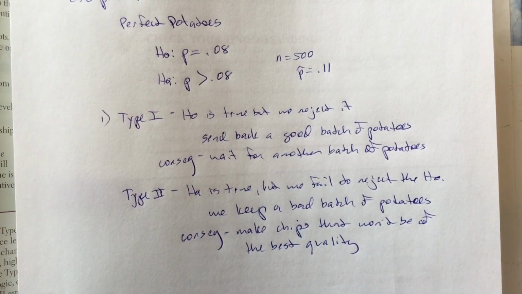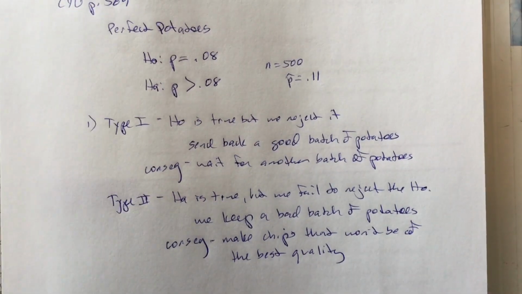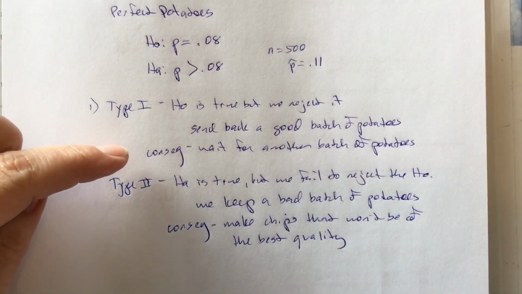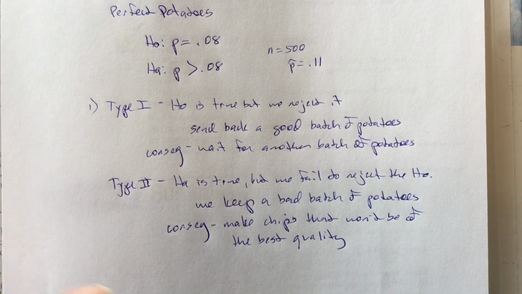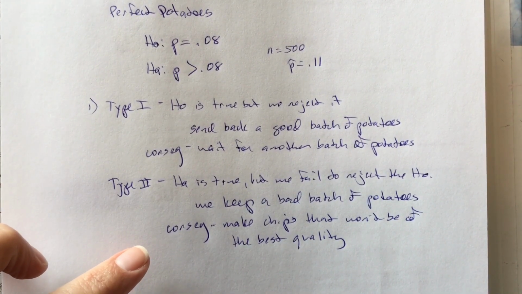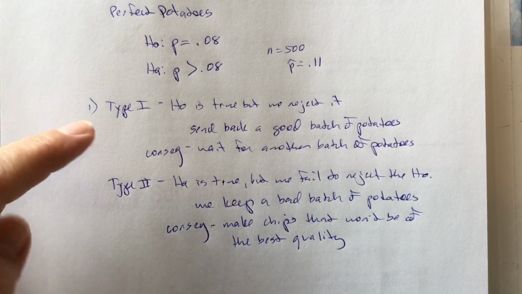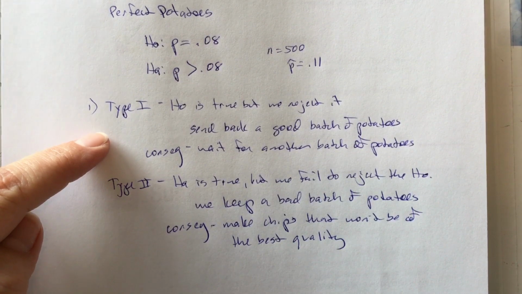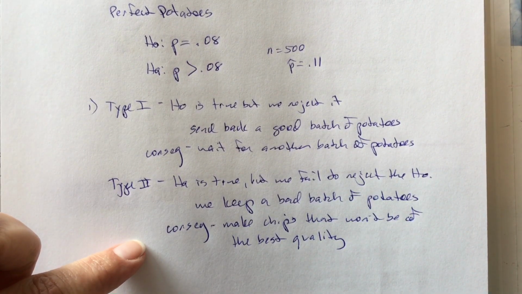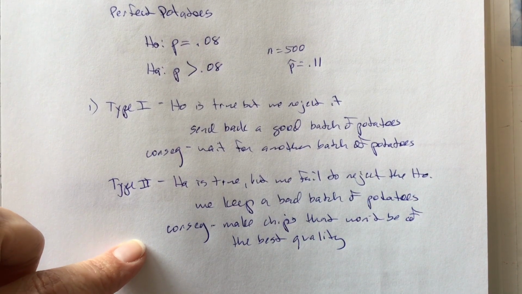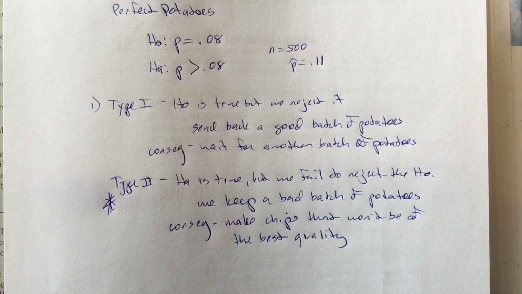So the question says, which is more serious? Well, let's see. This is going to waste time for the production because I've got nothing to do waiting for another batch of potatoes. But this is going to cause my customers to complain about my product. From my company standpoint, maybe I can think of some other stuff for them to do in the factory while we're waiting for potatoes, like maybe clean or organize. But if I start selling bad potatoes, my customers are going to start complaining, and they're not going to buy my potatoes anymore. So I think type 2 is worse.